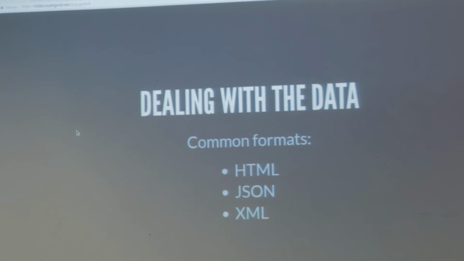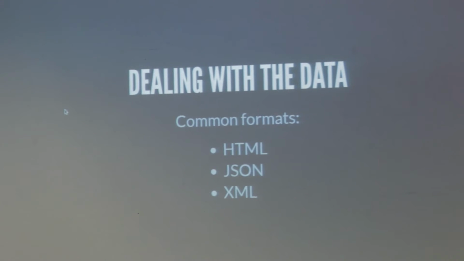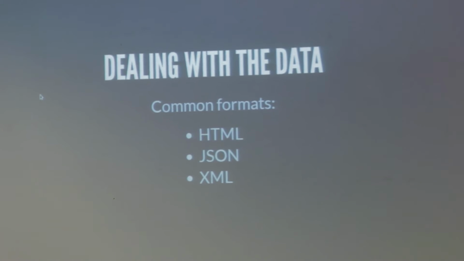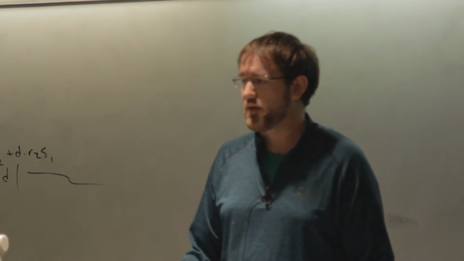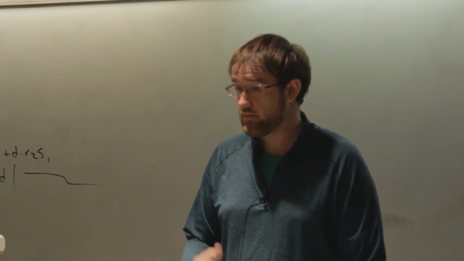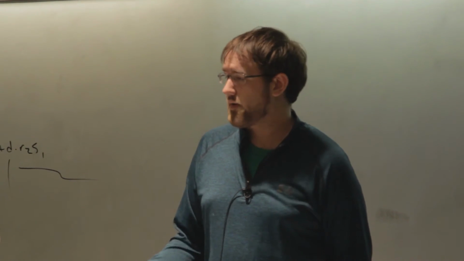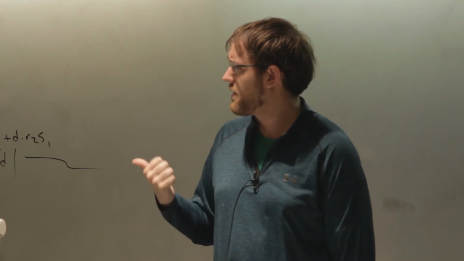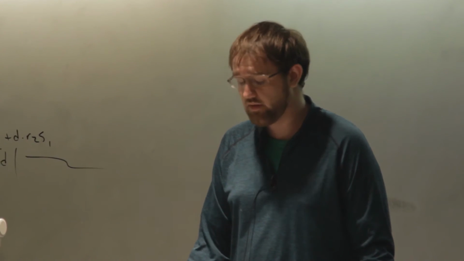So now you've gotten your data from the server. Now you want to deal with it. The most common formats when you're dealing with the web are HTML, which is meant for you to see. It's what pretty much everything returns when you're browsing to it. There's also JSON and XML, which are usually used by APIs. JSON, I think, is becoming the most popular one, largely due to the fact that it's a lot easier to deal with.